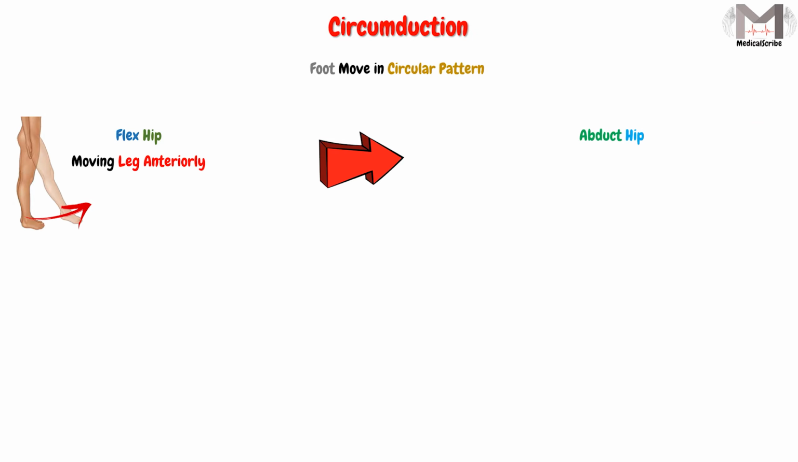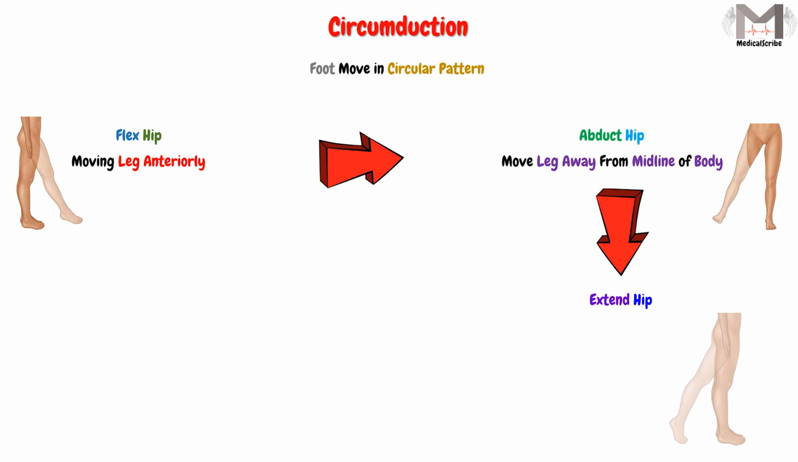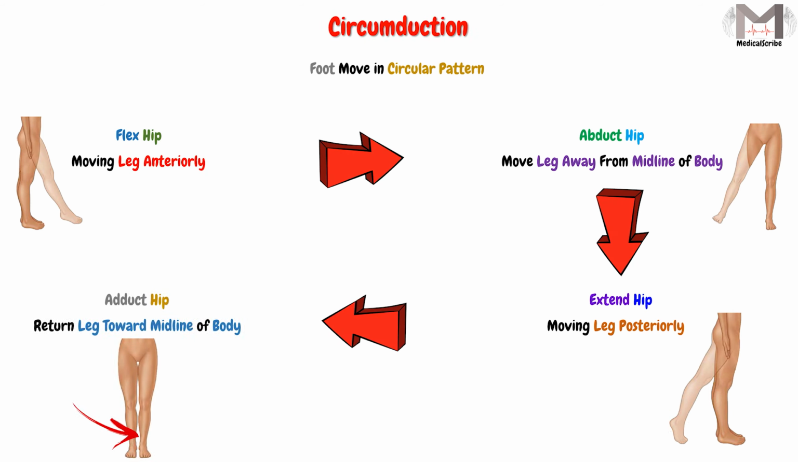Then we will abduct the hip, which will move the leg away from the midline of the body. After that, we will extend the hip, and this of course will be moving the leg posteriorly. And finally, adduct the hip, which will return the leg toward the midline of the body.